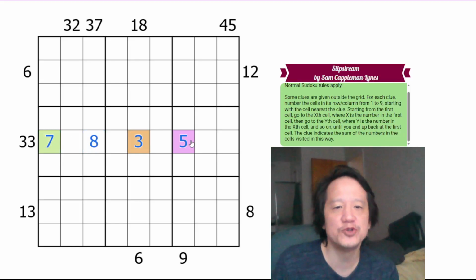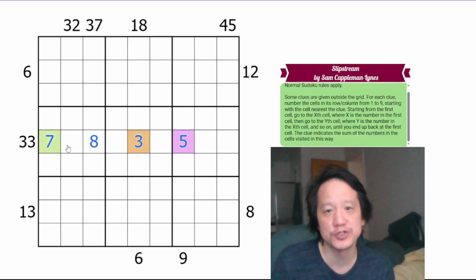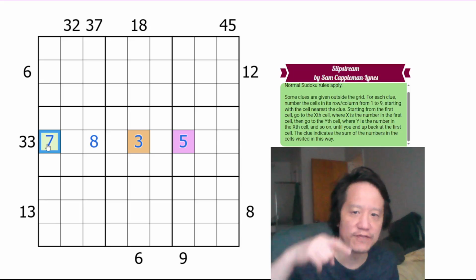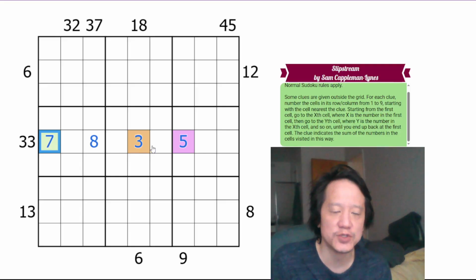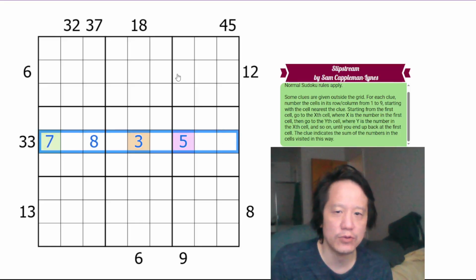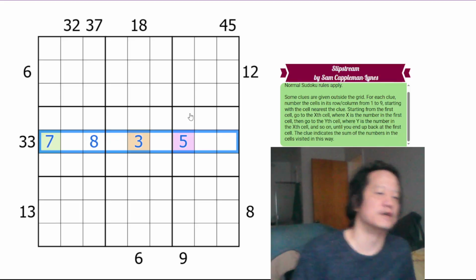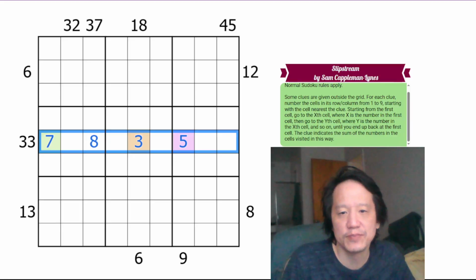Basically, you keep jumping to each cell until you get to essentially 1, and then you'll jump back to the first cell in the row. And once you get back to the first cell, the sum of the numbers in the cells visited this way is the number that's outside the row or column. And those are all the rules. If you'd like to play along, there's going to be a link in the description. And now, I'm going to get started.